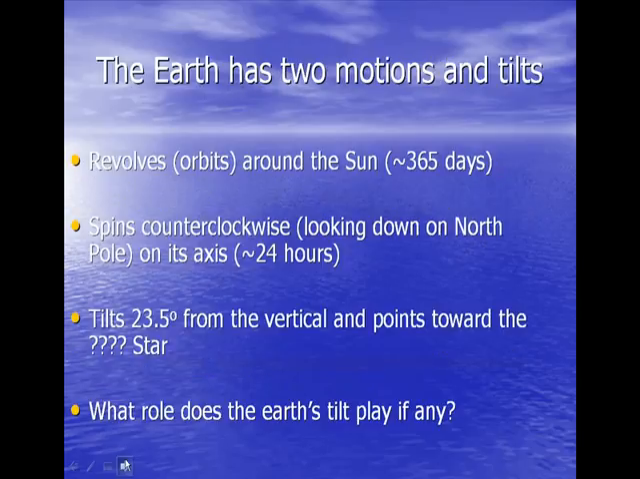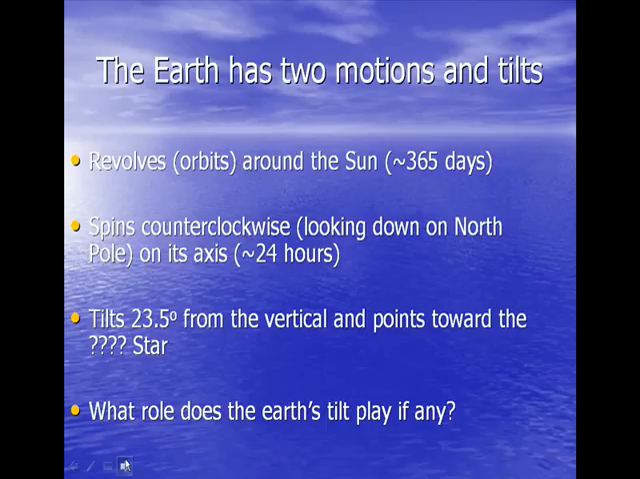We'll start off with the Earth itself. It has two basic motions, and the Earth tilts, as you know. The Earth revolves around the sun approximately 365 days per year. You also know from your daily experience of the sun coming up and the sun setting that the Earth spins counterclockwise. If you look down on the North Pole, it does have a counterclockwise spin to it. And it rotates on its axis once every 24 hours.